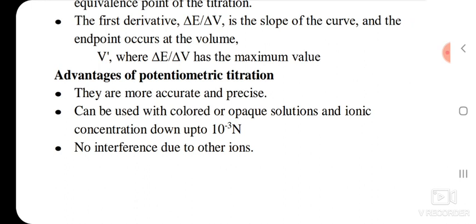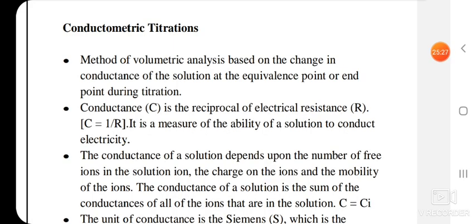Advantages of potentiometric titration. They are more accurate and precise, can be used with colored or opaque solutions, and ionic concentration down to 10^-3 normals can be measured. No interference due to other ions.